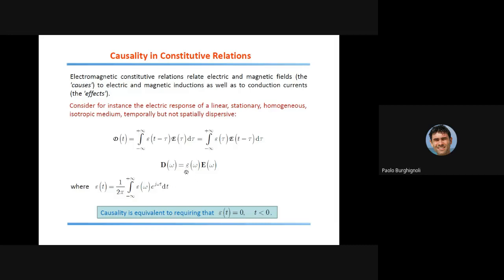Now, of course, epsilon as a function of omega is the Fourier transform of epsilon as a function of its temporal argument. Conversely, epsilon in the time domain is given by the inverse Fourier transform, that is 1 over 2 pi times the integration over the real axis of epsilon of omega times the Fourier exponential. Now, causality in this framework is equivalent to requiring that the kernel of this convolution, that is the permittivity, be zero when time is negative, so before any excitation is applied.